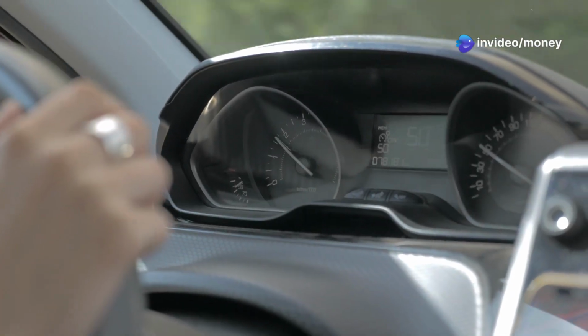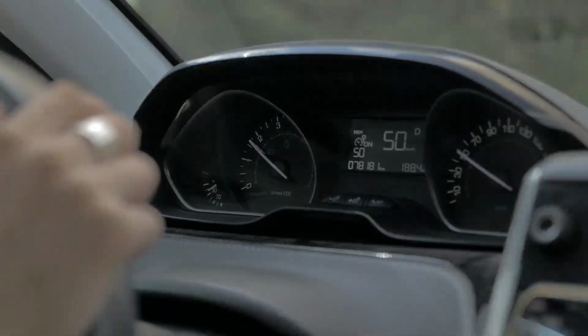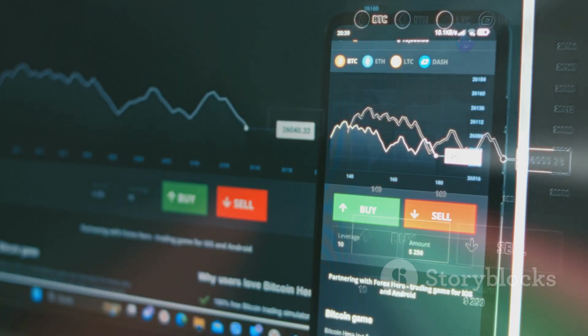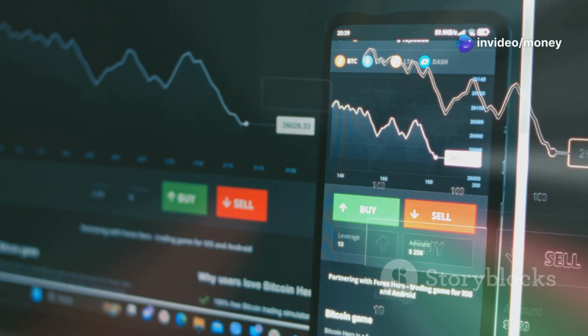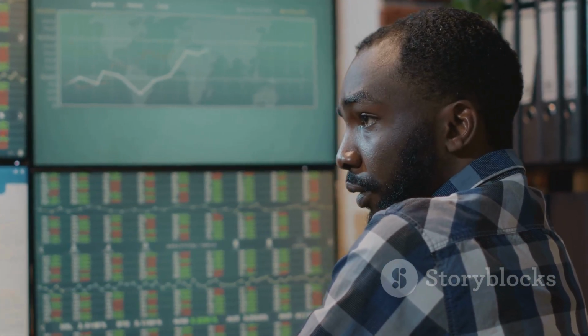Think about it like this. You wouldn't just jump into a car and floor it without knowing how fast you're going, right? The same goes for trading. Momentum indicators act like your speedometer, giving you valuable insights into the force behind price movements. They can help you identify trends, spot potential reversals, and ultimately, make more profitable trades.